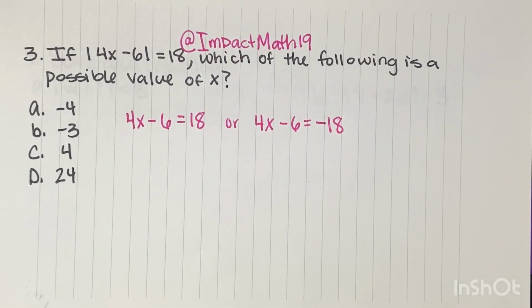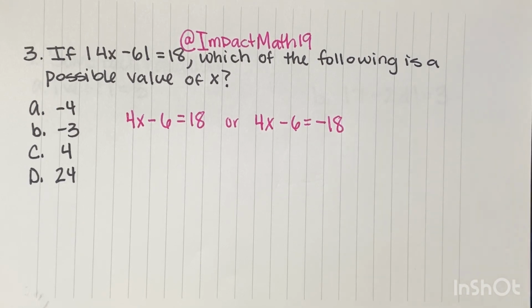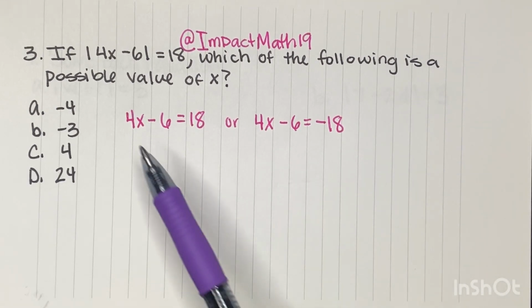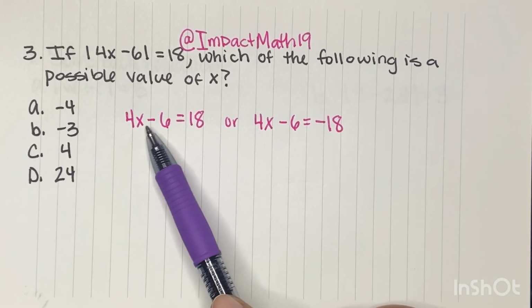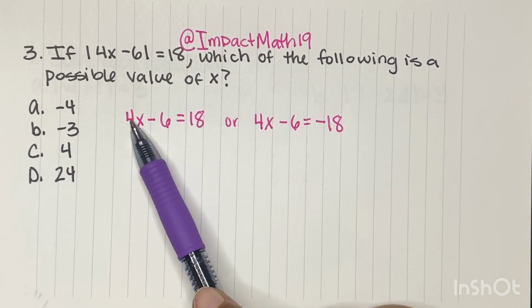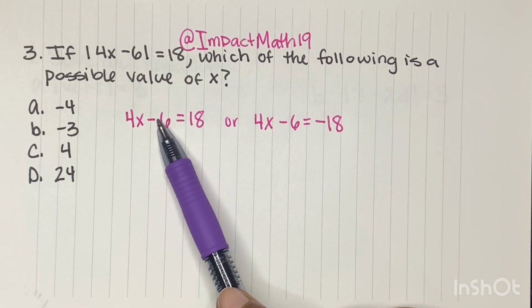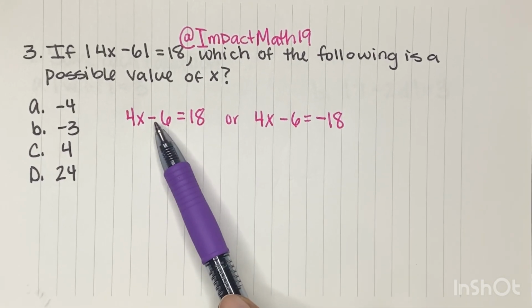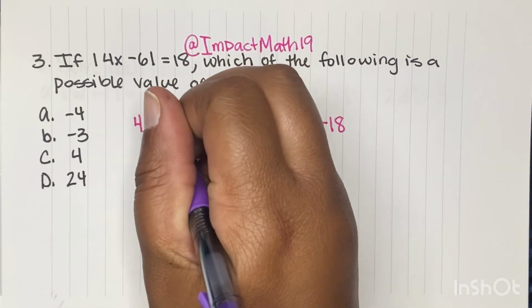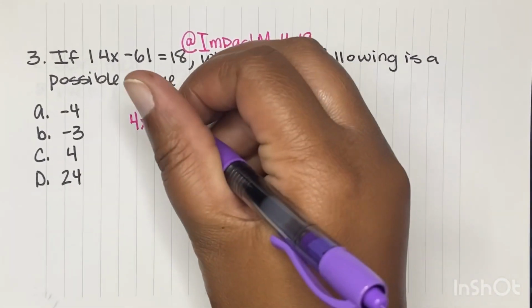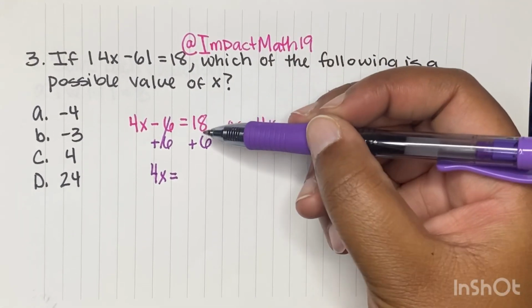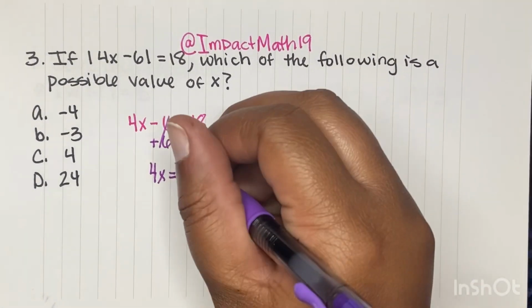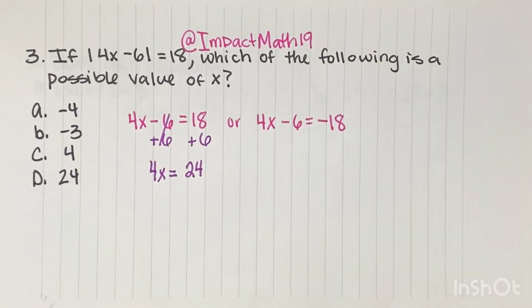Okay, so now this is a two-step equation. The first thing we want to do is get this 4x by itself. The problem is this negative 6 is with the 4x. To get negative 6 to the other side, we have to do the opposite of negative, which is positive 6. So we're going to add 6 to both sides. We drop down our 4x, and 18 plus 6 gives us 24.